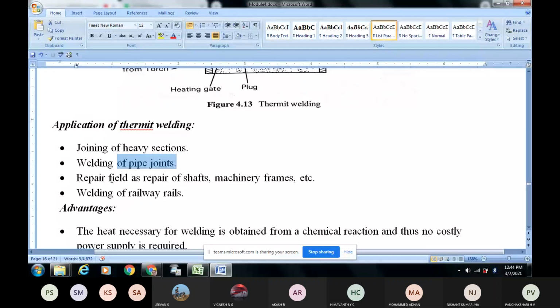Repair field maintenance of shafts, machinery, frames, etc. There also this type of welding is done. Then welding of railway tracks or railway rails. These are all the different applications of thermit welding, where it is not possible to do the conventional, that is traditional, type of welding. This type of welding, thermit welding, is being practiced.